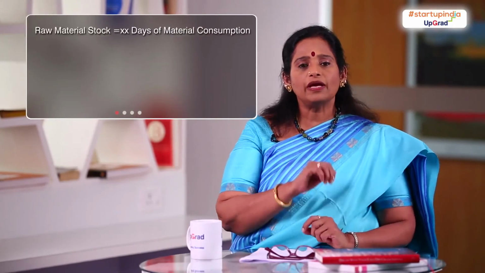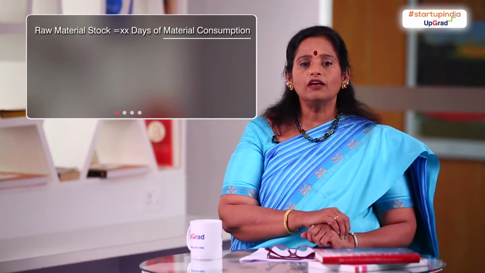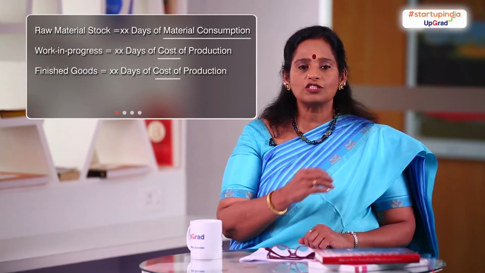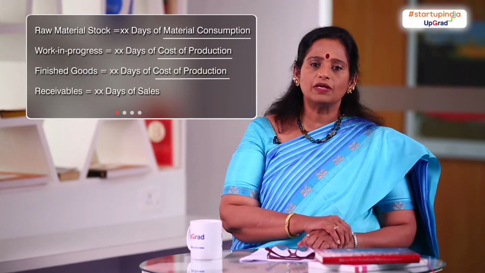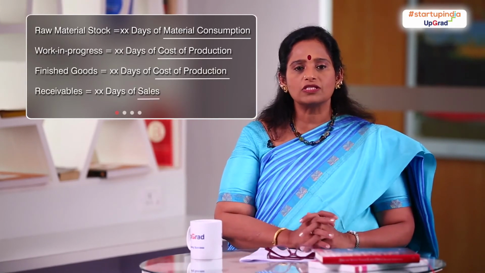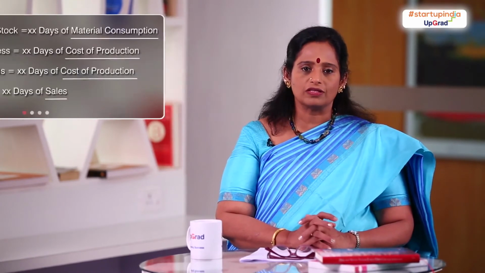The key factor is to link each component of the working capital to an appropriate base. For example, for estimating the number of days of raw material stock, the base is the material consumption. Similarly, for work in progress and finished goods stock, the base is cost of production. For receivables, the base obviously will be sales because receivables is based on sales. Following example will give us more clarity on this.